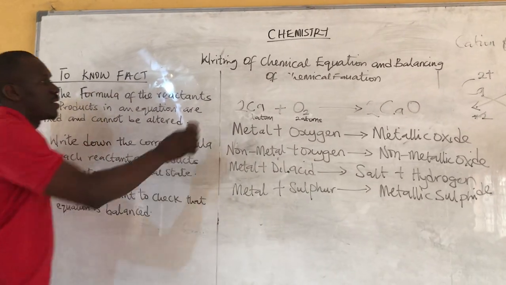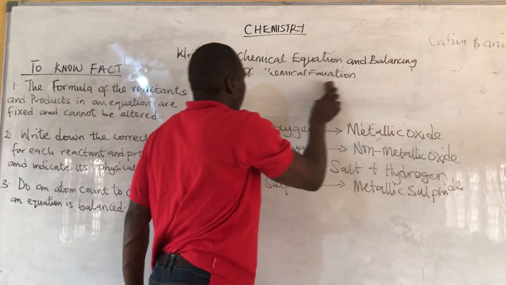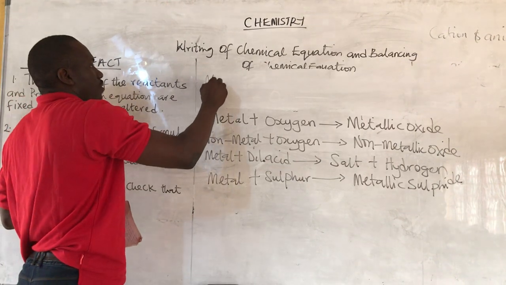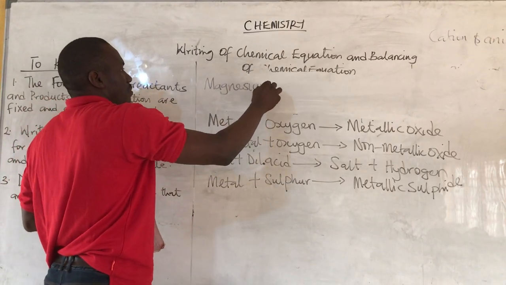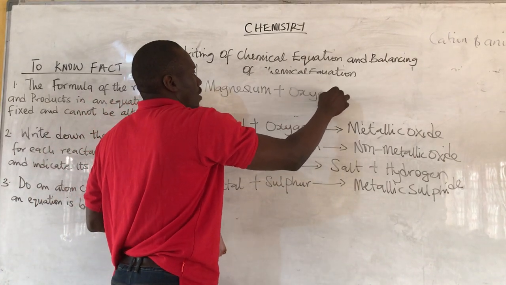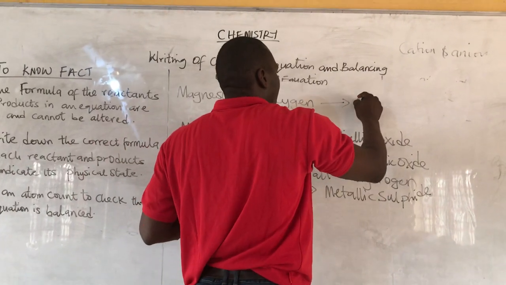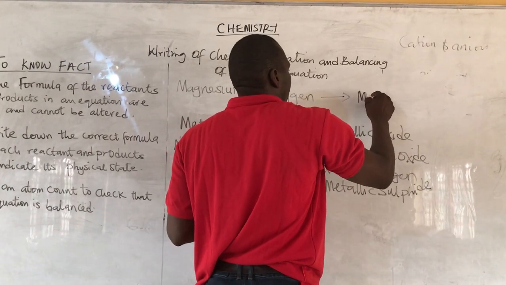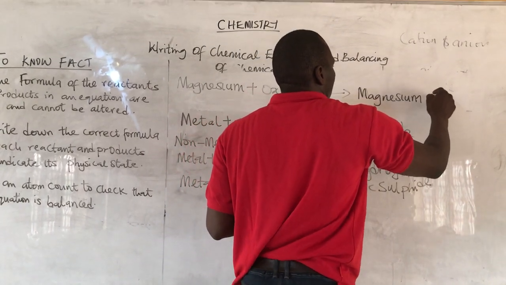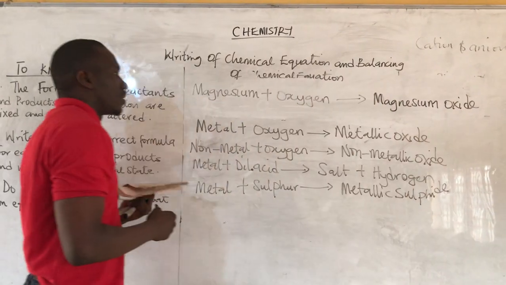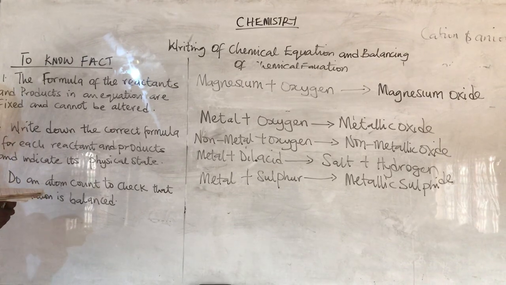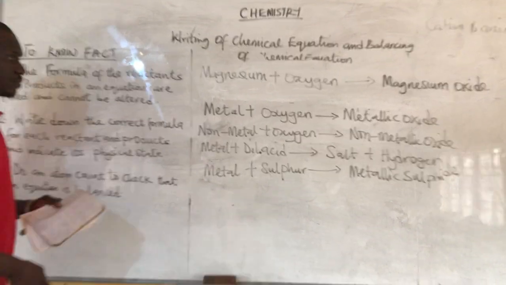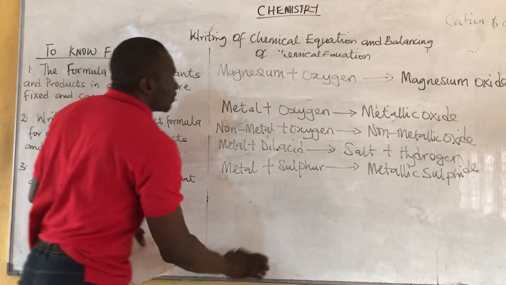The equation is balanced. Let's try this as our classwork. Magnesium plus oxygen to give us magnesium oxide. Let's try and work on that. When you get your answer and the right formula, you can set that across. Let's quickly see. That's metal and oxygen done.